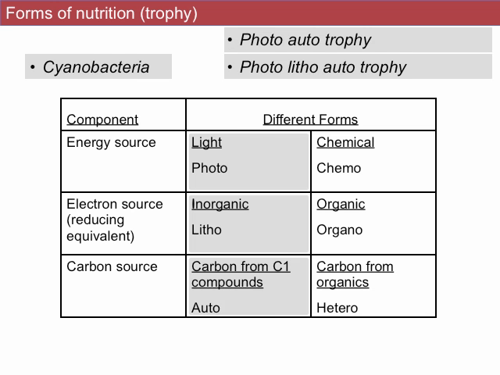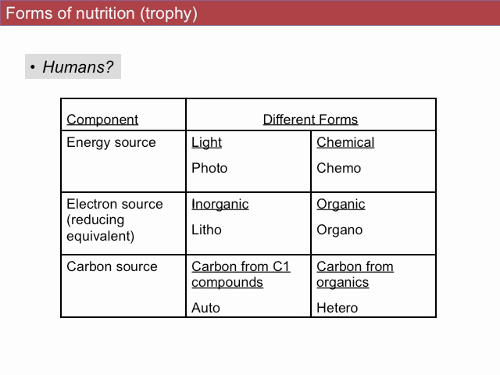So Cyanobacteria are photolithoautotrophs. And again, many times people throw away the electron source part of this and just call them photoautotrophs. So when someone says something is photosynthetic, generally what they mean is that it is a photoautotroph. They're generally used as synonyms.